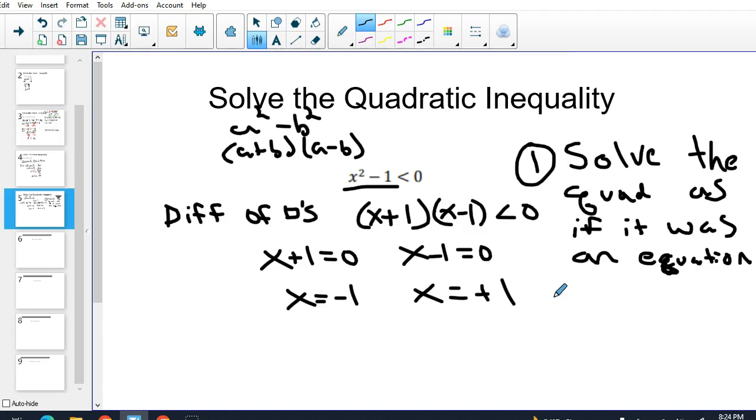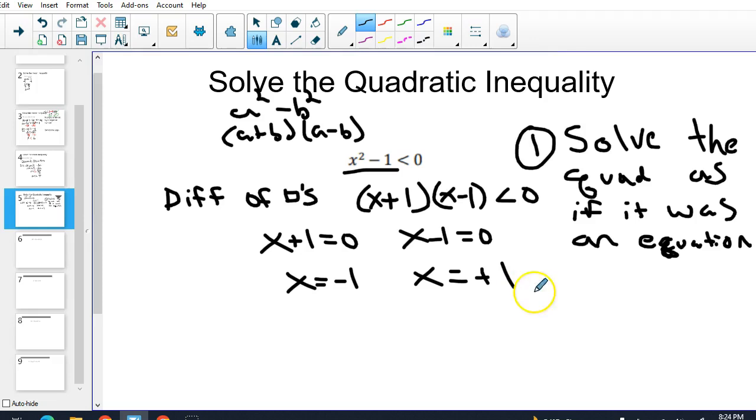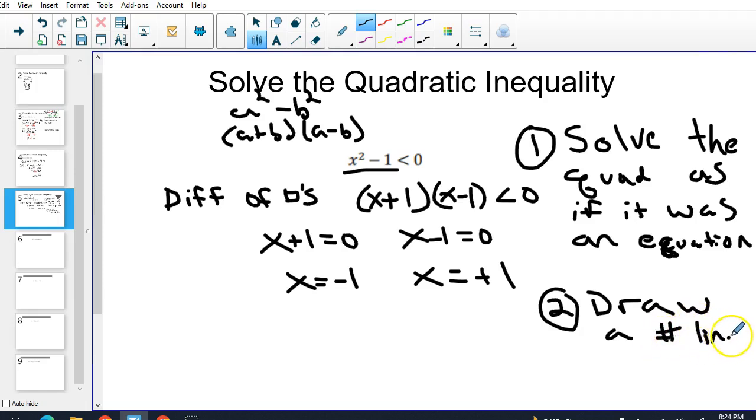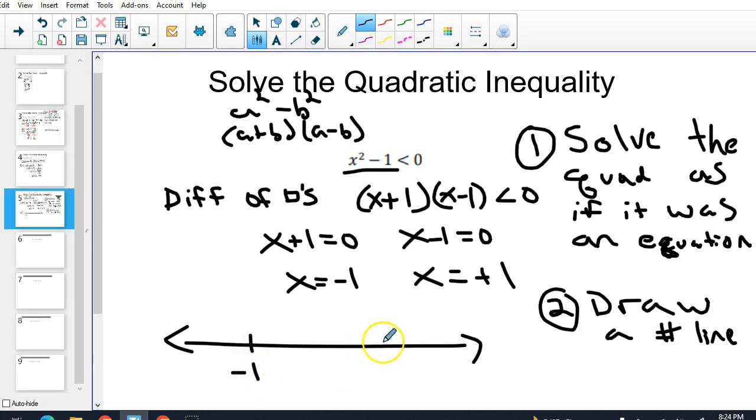Now, this is just like we did with our equations. Remember, back with our factoring, we'll get into some more; we actually have to factor a bit more soon. But what's new is, once you have your solutions, I want you to draw a number line. I'm going to place my two values on it, so I have -1 and I have 1.